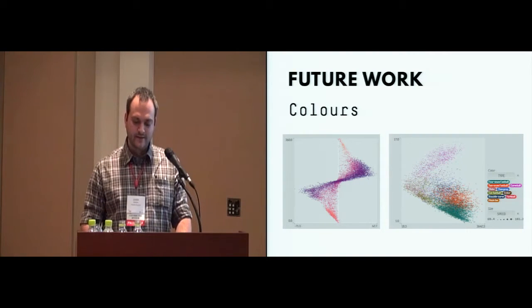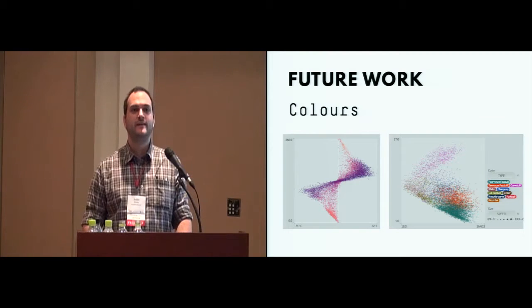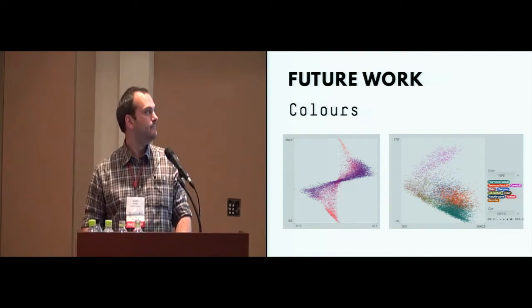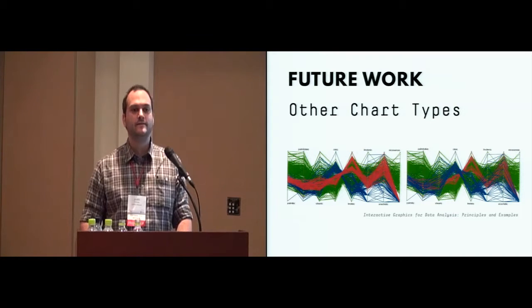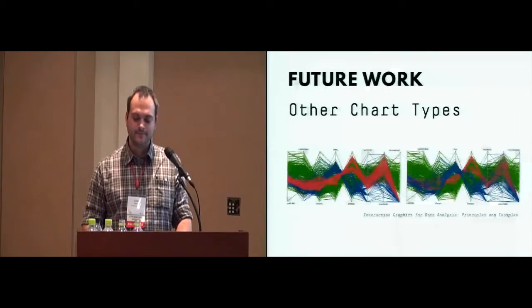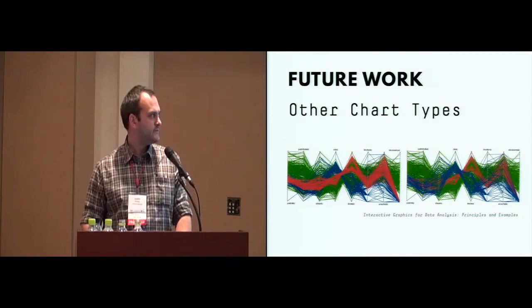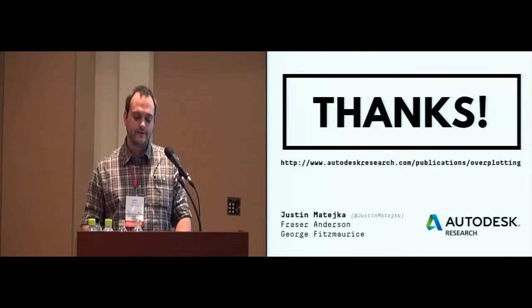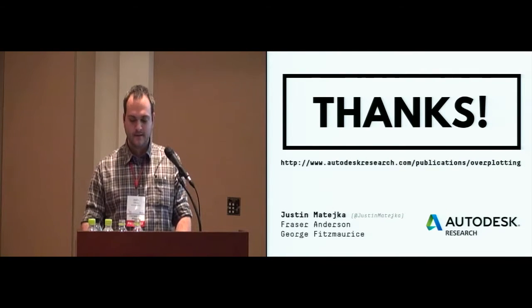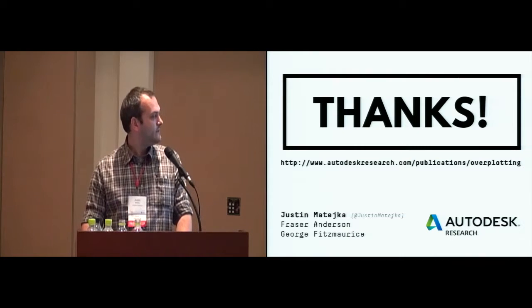So as for what can be done next, we looked at scatter plots using black points on a white background, and that simplified our opacity calculations. But we need to extend this to colored points and colored backgrounds and see if the algorithm needs to be tweaked at all. Also, scatter plots aren't the only kind of chart that suffer from overplotting. Here are parallel coordinate plots. So we need to see how this technique would be modified to work with other chart types. Thanks, and I'm happy to take any questions.